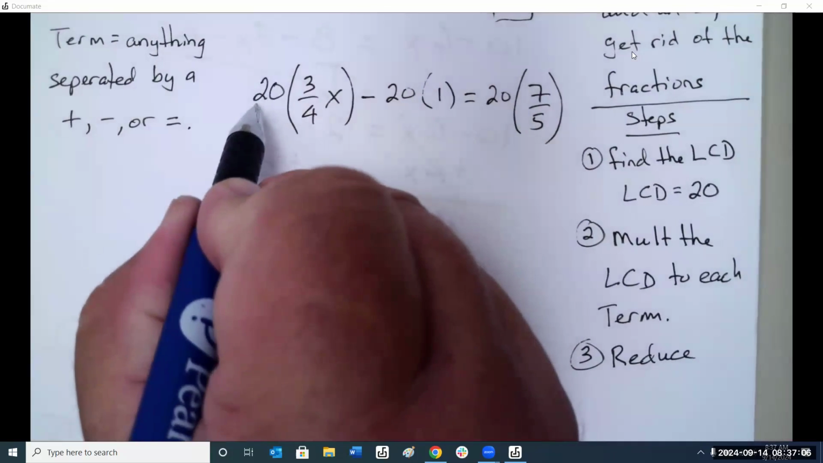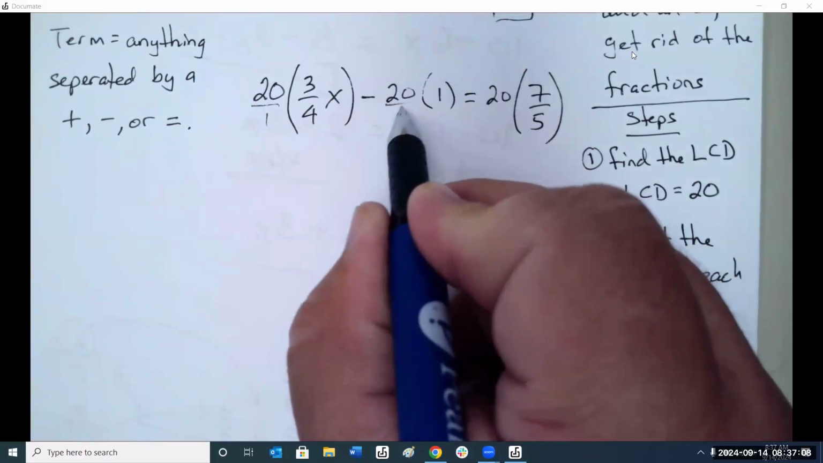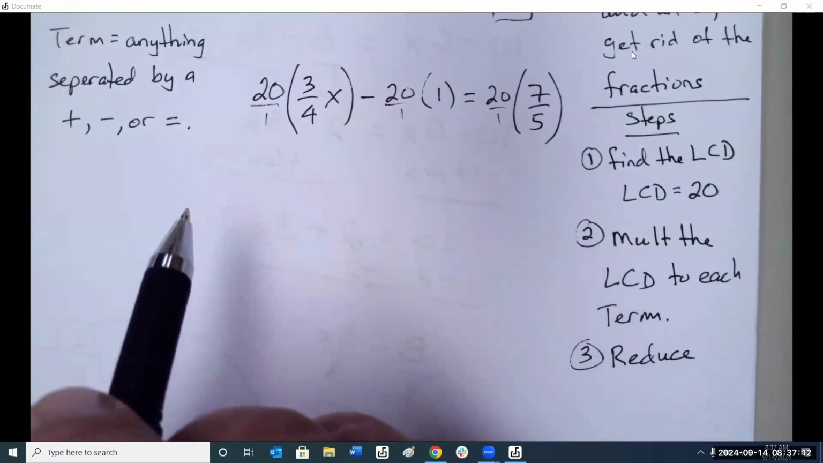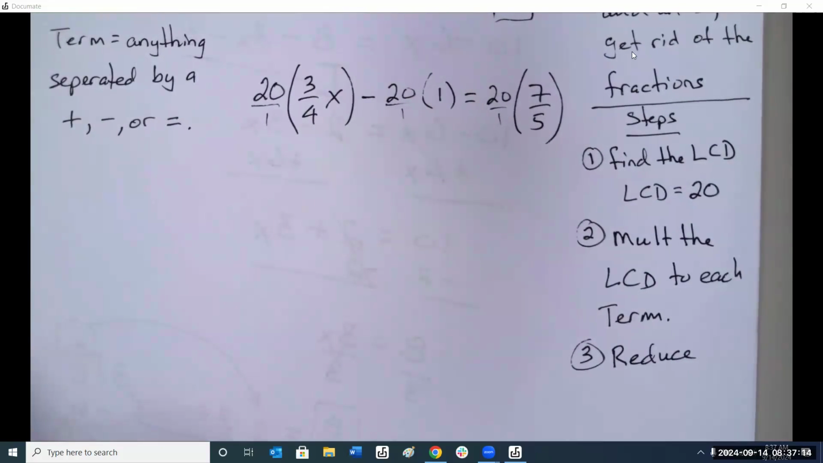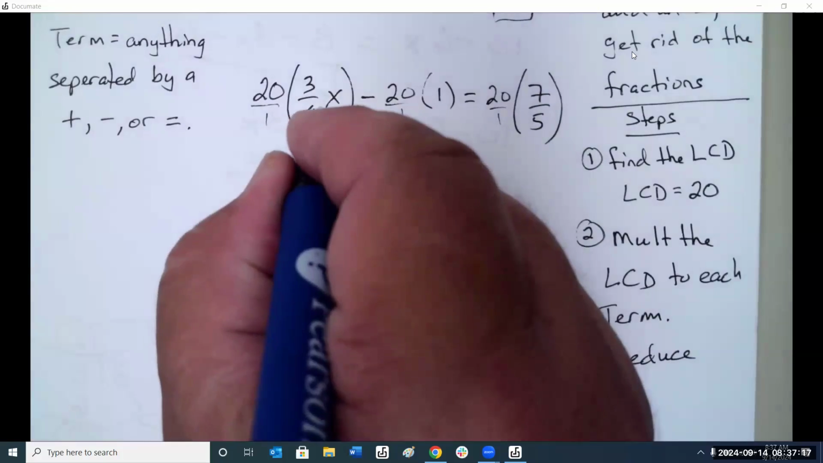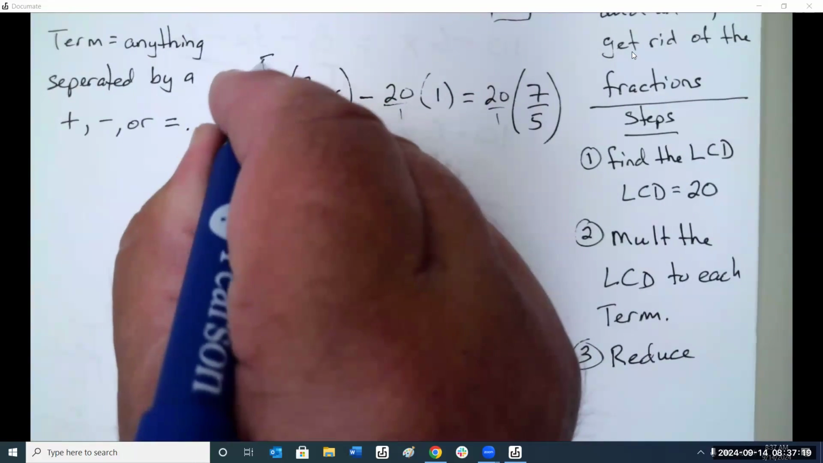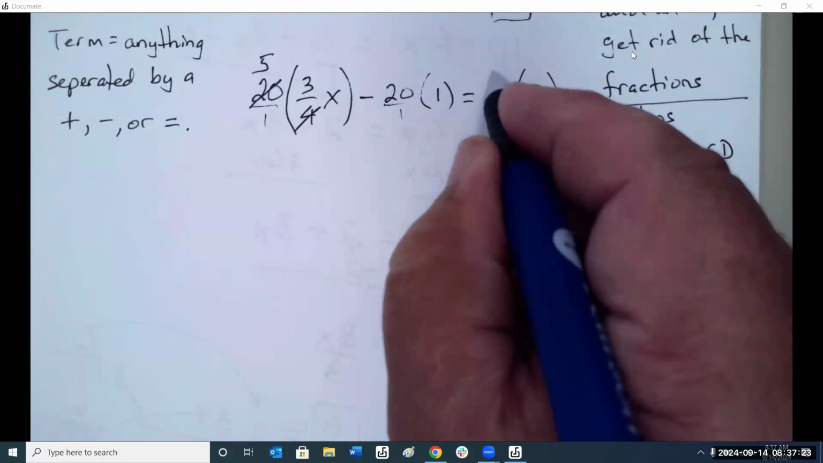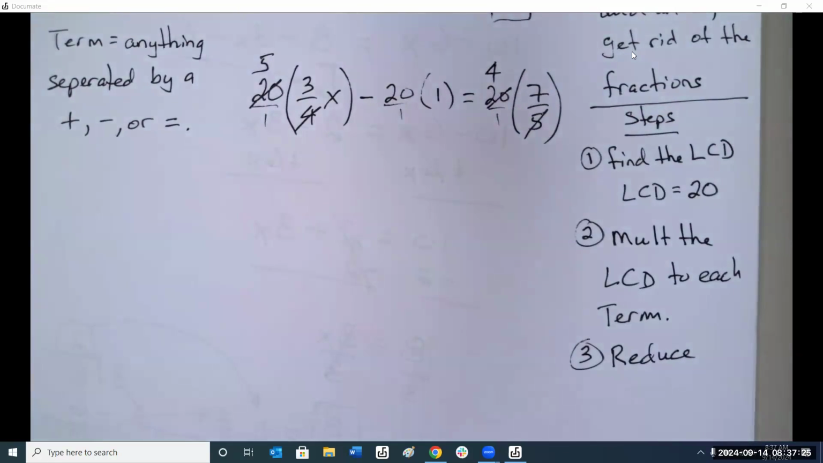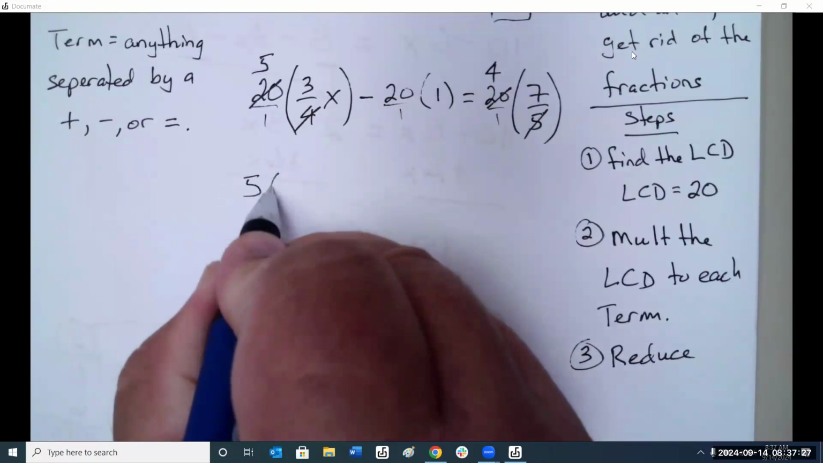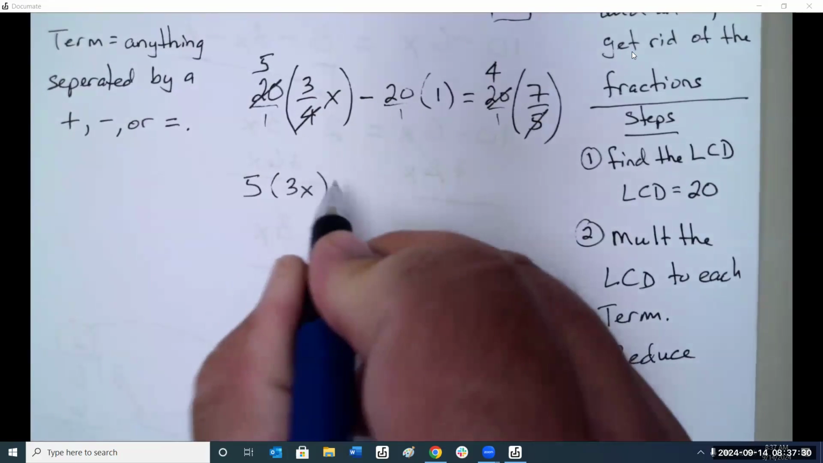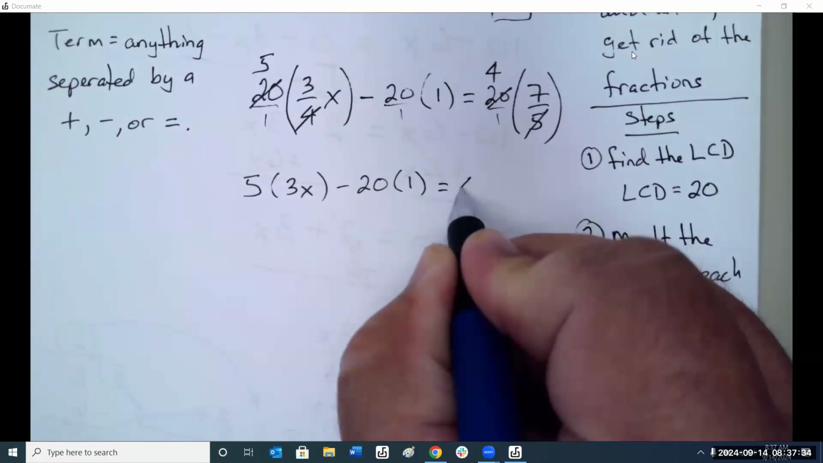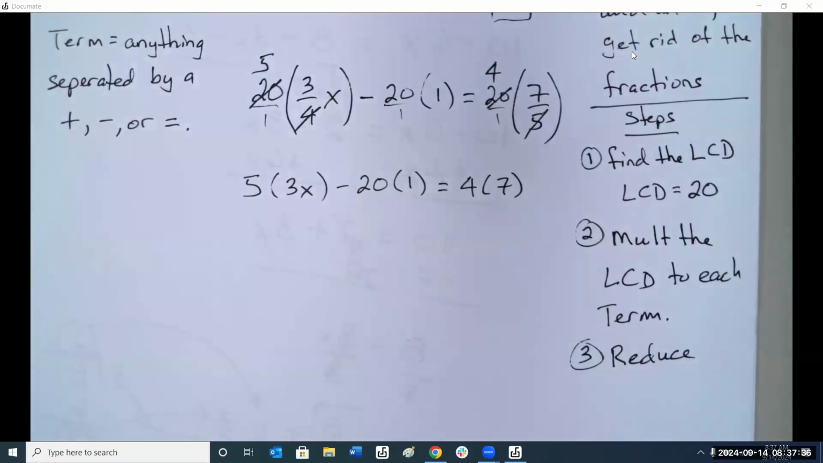So here we have 20/1, 20/1, 20/1. If you have any fractions, this is where they all disappear. 4 goes into 20 5 times. 5 goes into 20 4 times. So we have 5 times 3x, 20 times 1, 4 times 7.